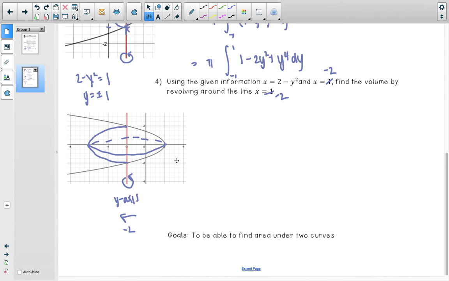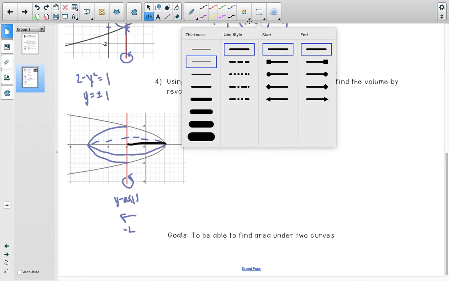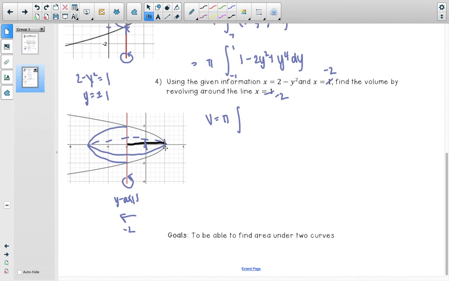Okay, so we got to figure out the volume. Volume equals pi. Well, what's the radius? Since we're going this way, it's going to be figured out from here to here. This chunk from here to here is figured out by this equation, but this chunk is figured out by the 2.